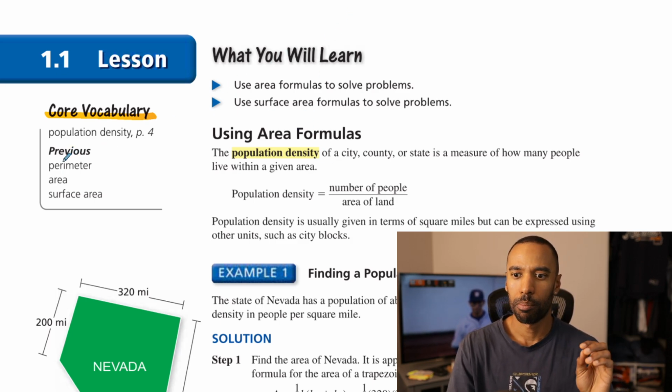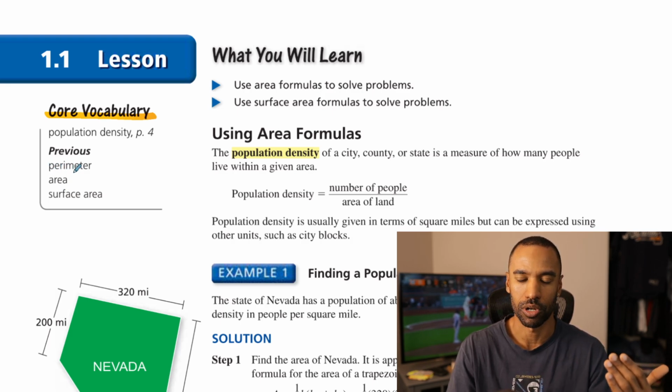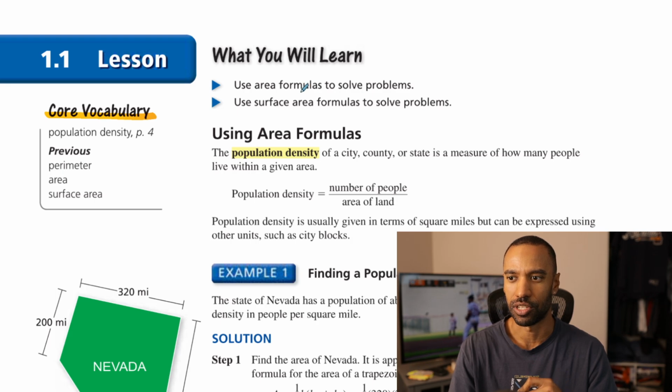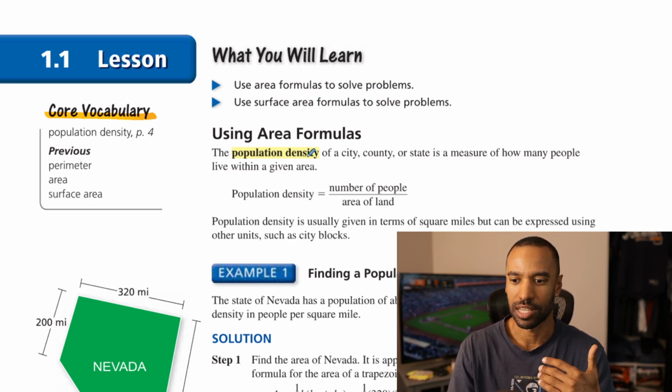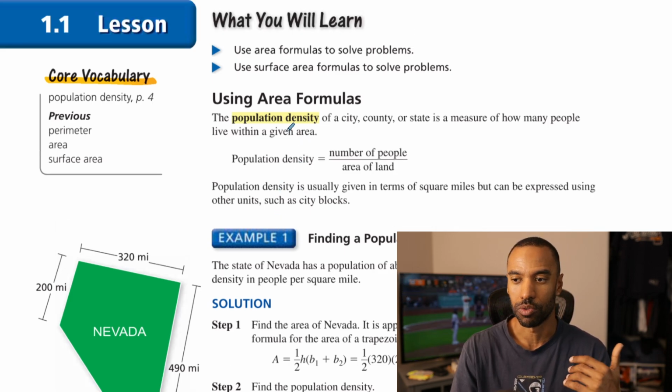Okay, so perimeter, area and surface area are going to be used from previous items, whether it was IM2 or something else from before, and I'm sure that we can recap what this stuff means. But otherwise, I'm going to assume you know what most of that means. To learn population density, now we're going to learn how to use area formulas to solve problems and use surface area formulas to solve problems. In this case, it sounds like, and it looks like here, they're referring to word problems or things with bases regarding context.